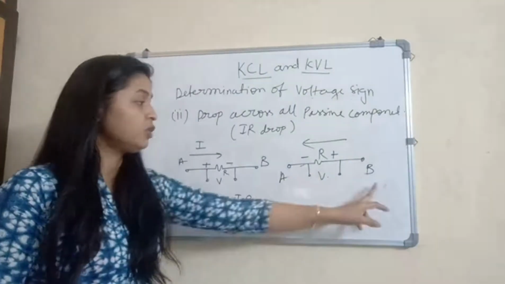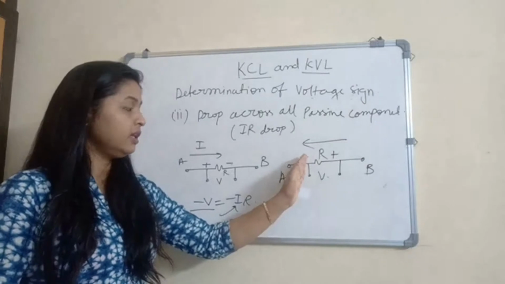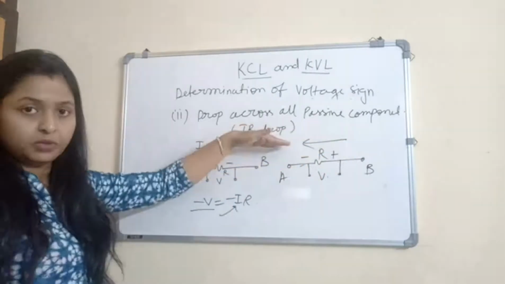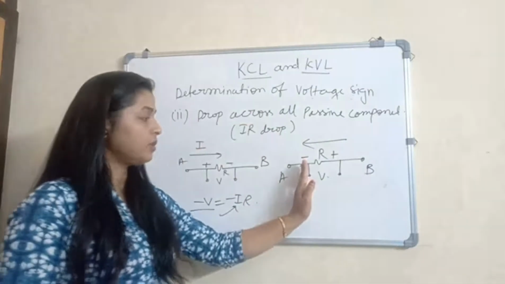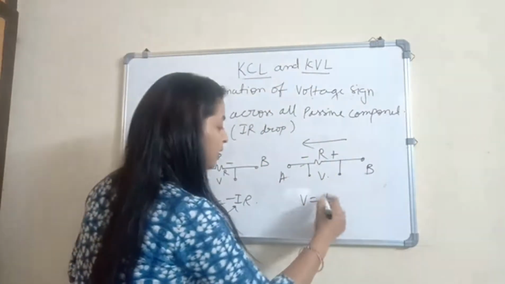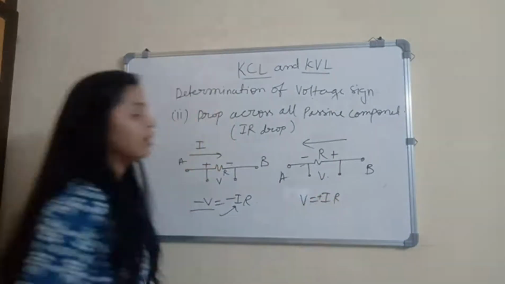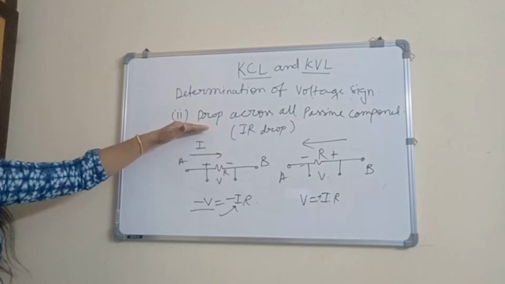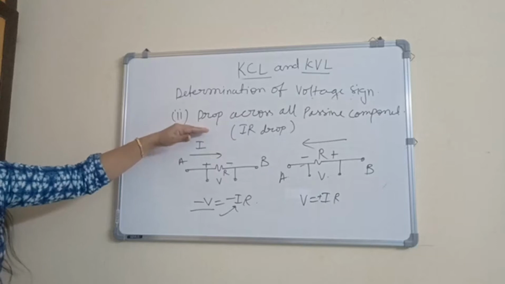We can see when A to B is moving, we are entering from the negative terminal to the positive terminal because current is flowing in this way. So when we enter from minus to plus, voltage is increasing. It means this V must be IR plus IR. So this is the sign of any passive component, or the sign of any IR drop.